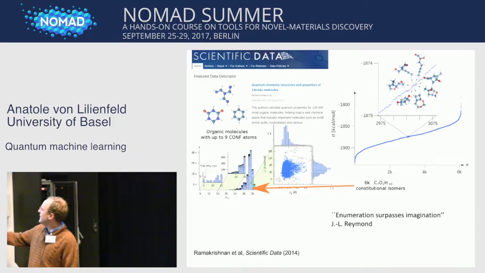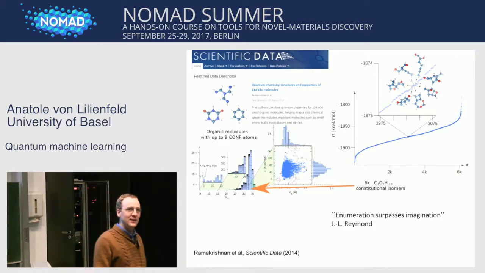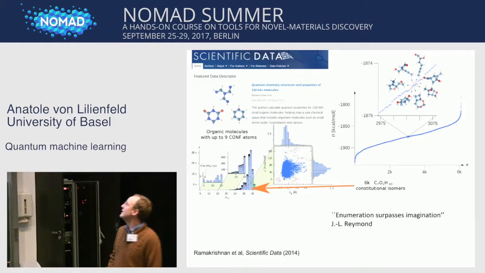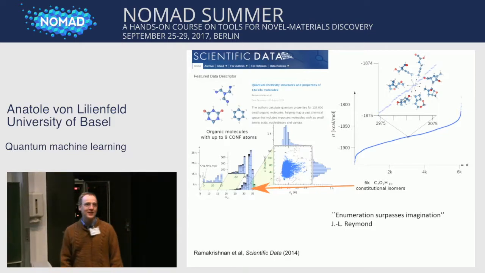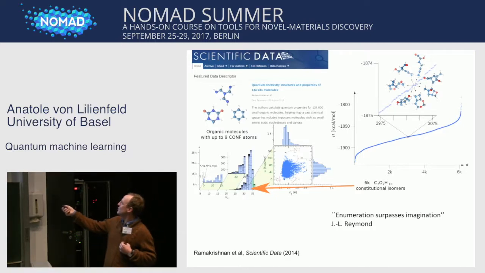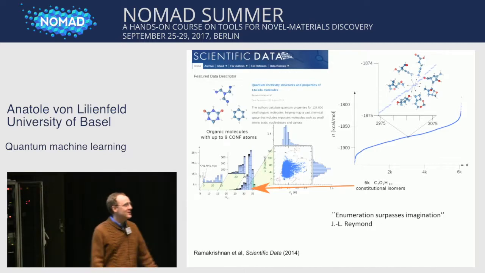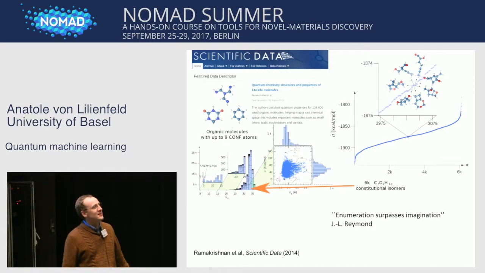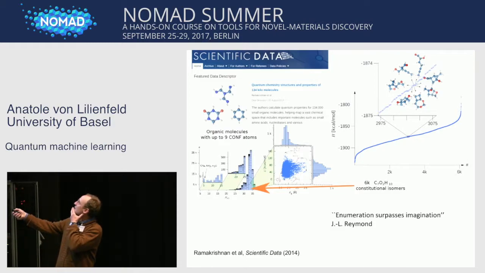An interesting thing in organic chemistry, Louis Vermont pointed out, and I believe it also applies to solids and other phases, is that enumeration surpasses imagination. Right? So if I gave you this composition C7O2H10 and asked you to draw all possible molecules, this is a task that is hopeless, right?